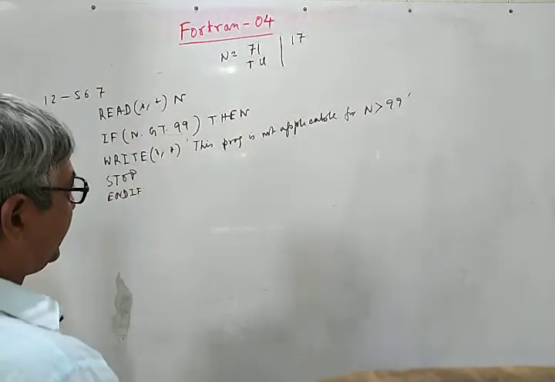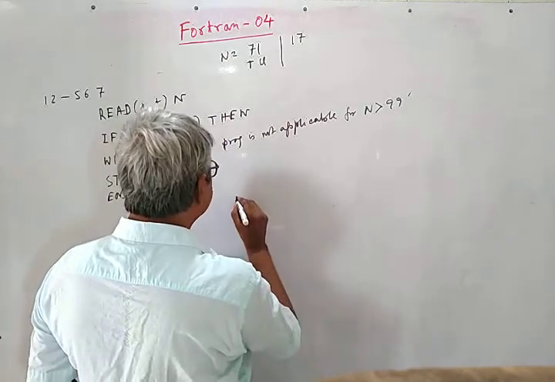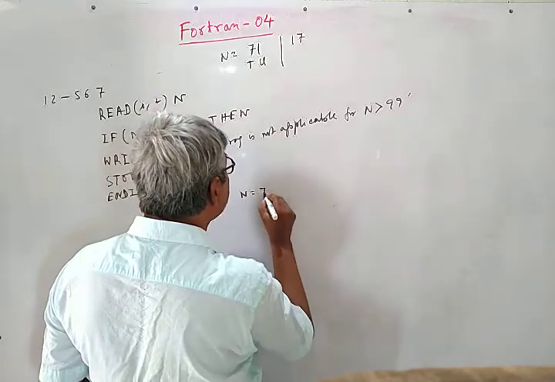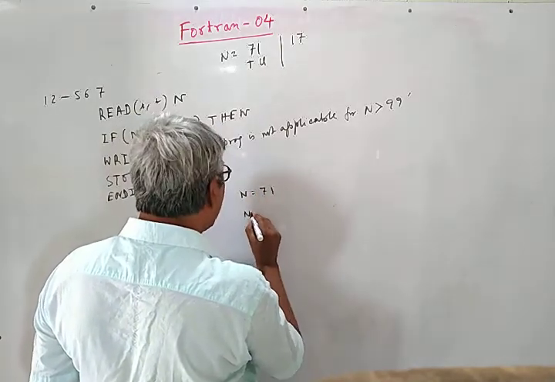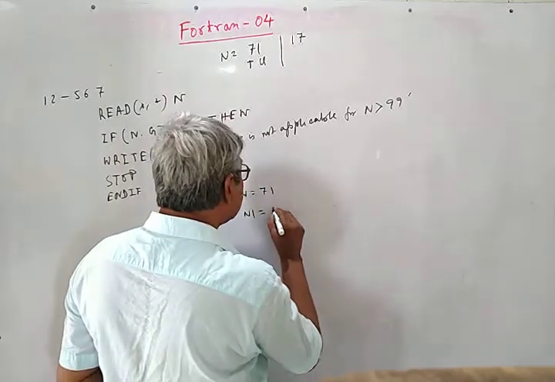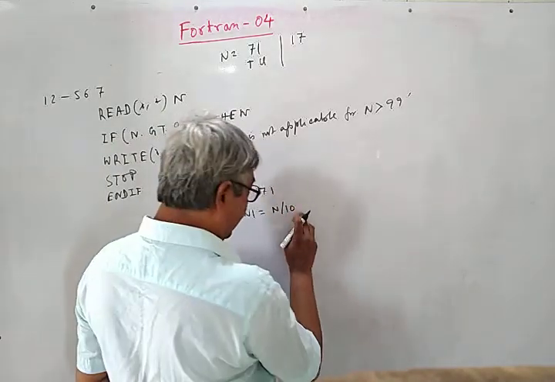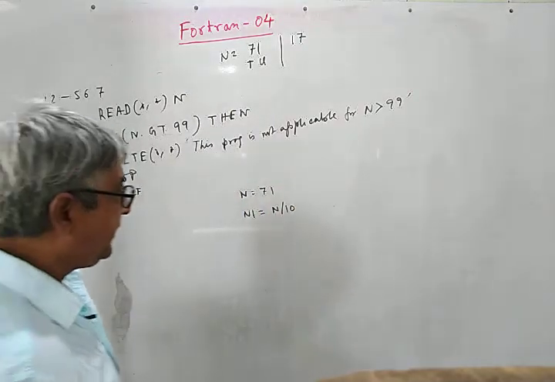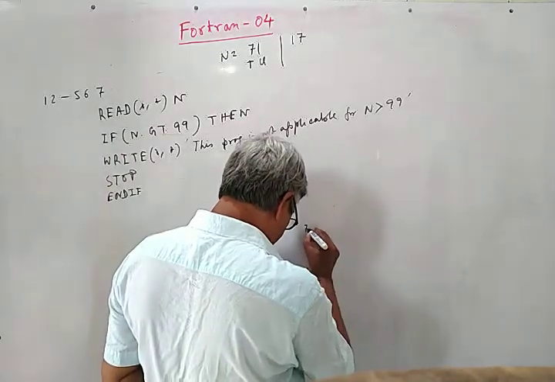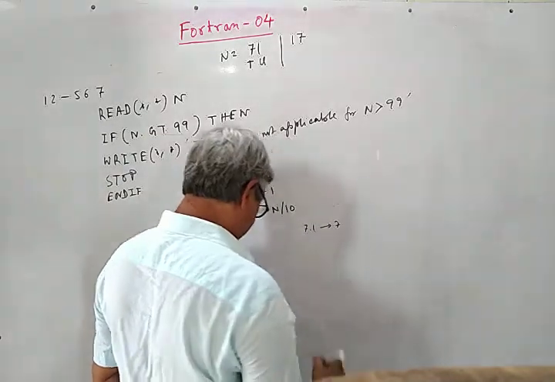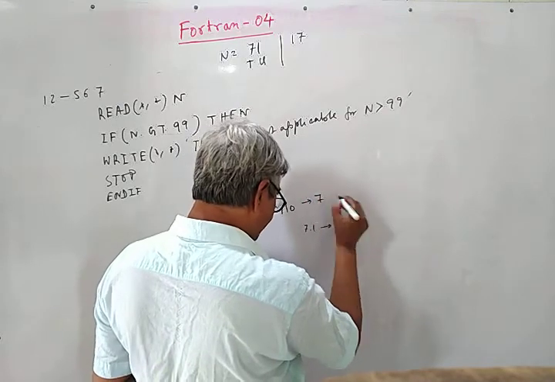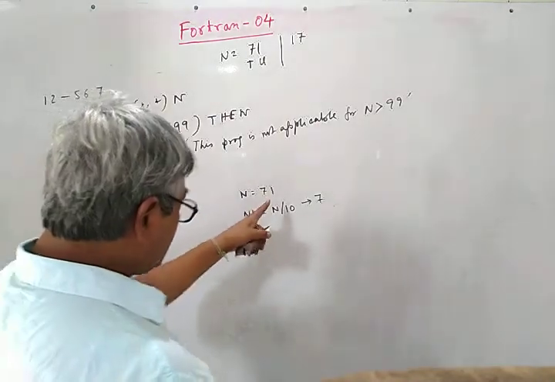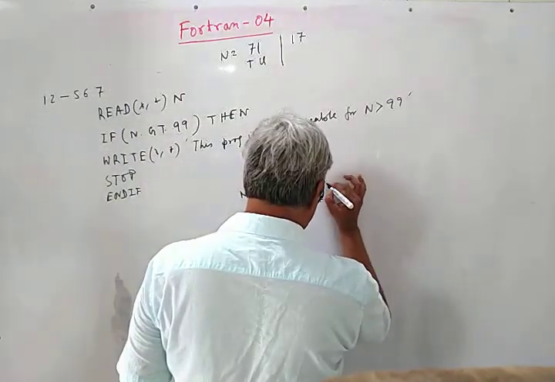First thing, how to identify the first digit. You know the number n is, for example, 71. If we divide n by 10 in integer mode, don't put any 0, the actual result will be 7.1, which will be converted to 7. So the result is 7, which is the digit in the 10th place.